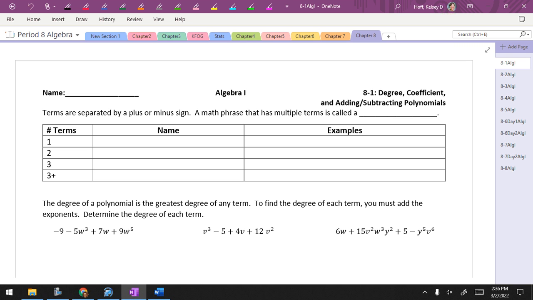Okay. Chapter 8 is on polynomials. So terms are separated by a plus or a minus sign. A math phrase with multiple terms is called a polynomial. Poly means many, like a polygon, many sides. Okay? So terms are separated by a plus or minus sign. If you're multiplying or dividing, that's still part of one term. So if there's one term, the name is a monomial. Mono means one.